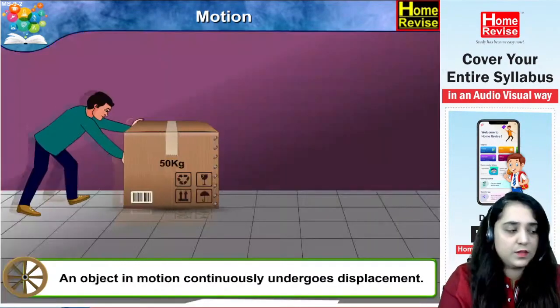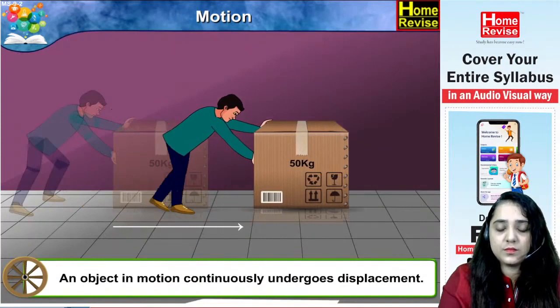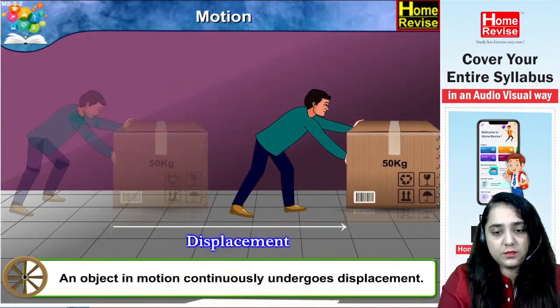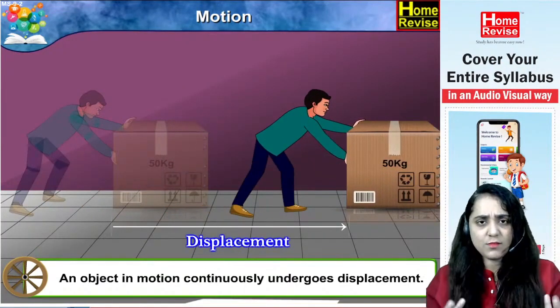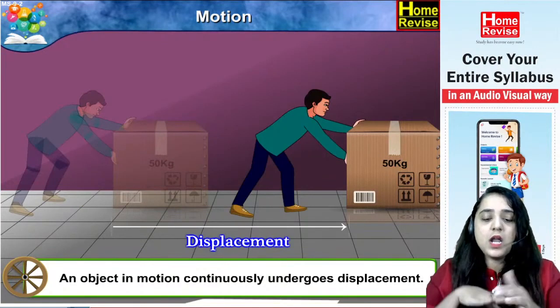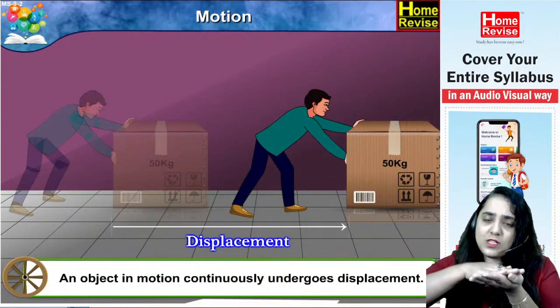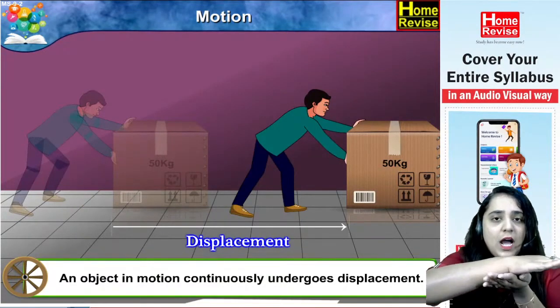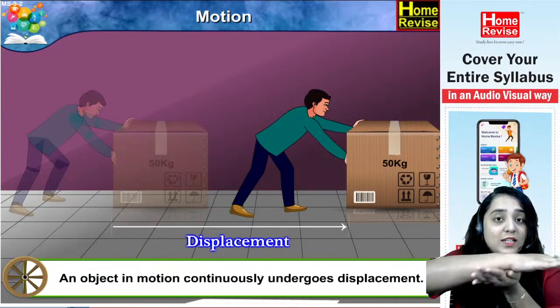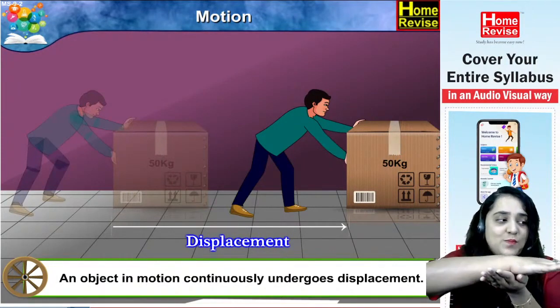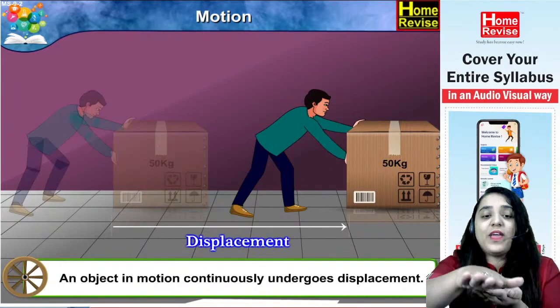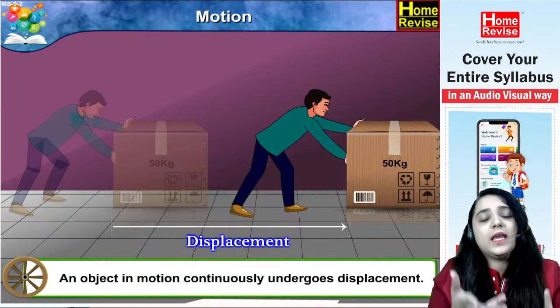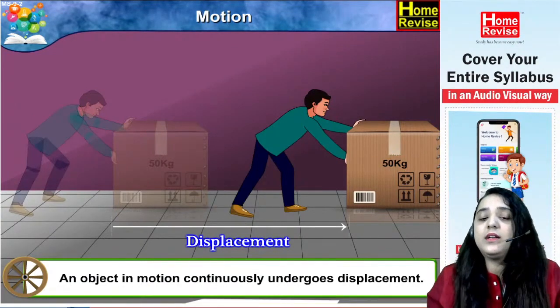An object in motion continuously undergoes displacement. Yes, so if an object is in motion, let's consider you are in a car and the car is moving. So the car was initially at this place and now the car is moving. So the place got changed. So the car is in displacement. The car is moving, so the object in motion continuously undergoes displacement.